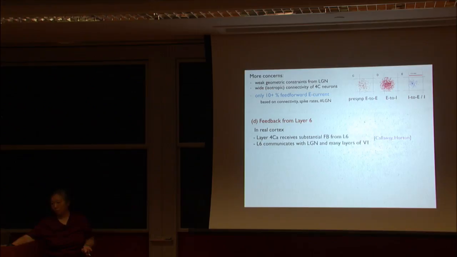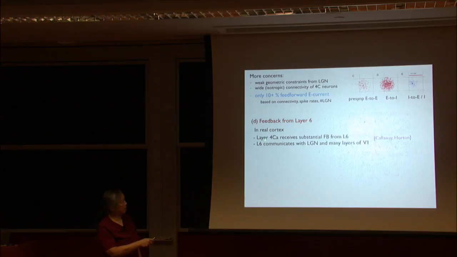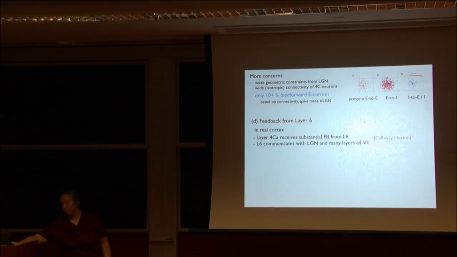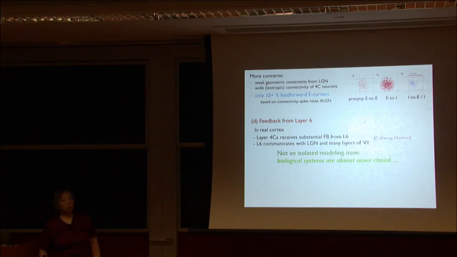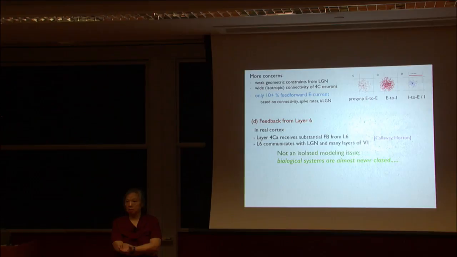Okay. So the last part of the model is layer 6. In real cortex, 4C alpha gets a lot of feedback from layer 6, and layer 6 talks to both LGN and many other parts of V1. It kind of collects information from everywhere. So the question is how to model this. Now, this is not an isolated modeling issue, because biological systems are never closed. If it's not closed, that means there's feedforward and there's feedback. Feedback is not the same as feedforward because by definition, it has passed through you and has collected things downstream. And if you didn't model that, how do you know what's downstream to come back, right? So it's an issue.